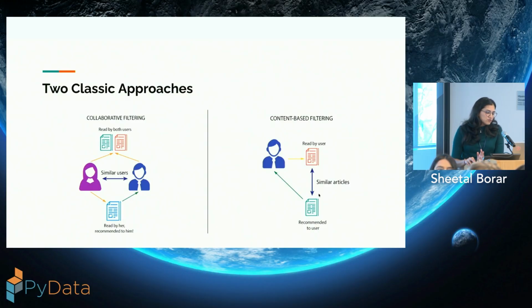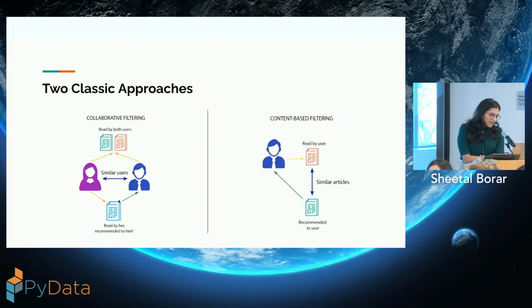Let me walk you through two classic approaches of building recommender systems. They're fundamentally different in how they think about recommendations. So the first one is collaborative filtering. The key insight here is very simple. Look at what similar users have liked.